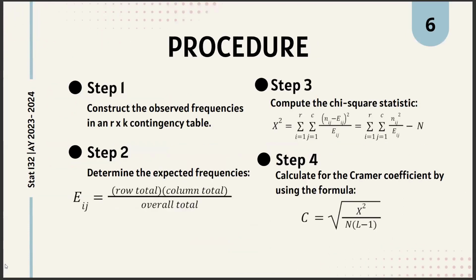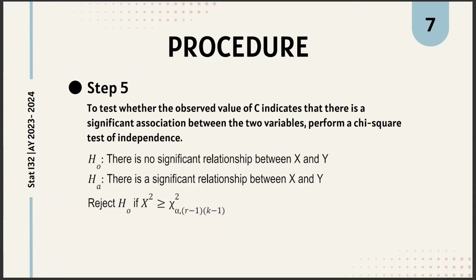For the procedure, we will first construct our R by K contingency table by using the observed frequencies. And then we determine the expected frequencies as we would in the chi-square. We compute for the chi-square statistic and then calculate the Kramer coefficient by using the formula. Again, C is equal to the square root of chi-square all over N times quantity L minus 1. And then after we get that coefficient, we can test whether or not that value of C indicates a significant association between the two variables by performing a chi-square test of independence.